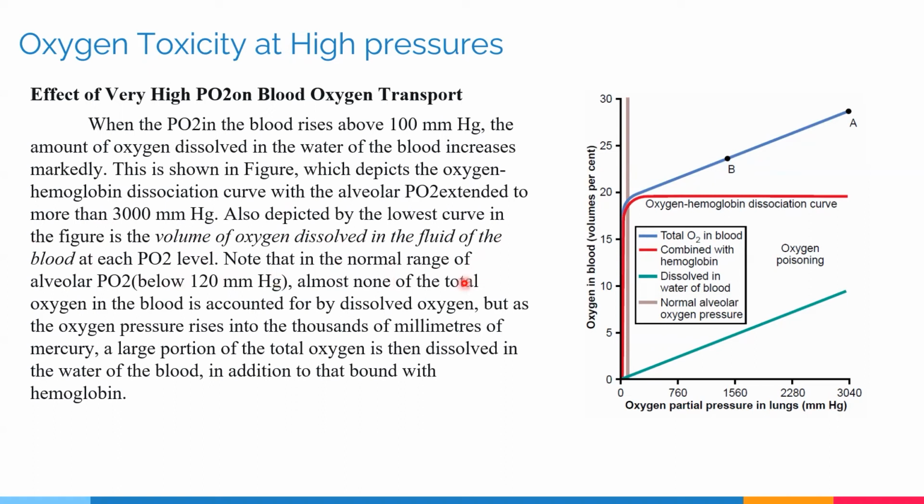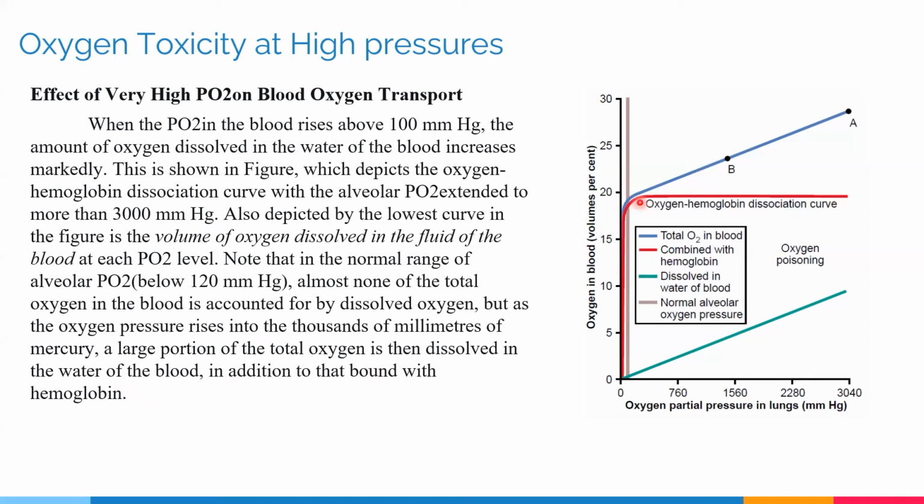Note that in the normal range of alveolar PO2, which is below 120 millimeters of mercury, almost none of the total oxygen in the blood is accounted for by the dissolved oxygen. But as the oxygen pressure rises to thousands of millimeters of mercury, a large portion of total oxygen is then dissolved in the water of the blood, in addition to that bound with the hemoglobin.